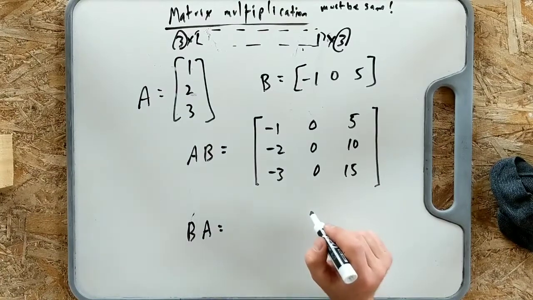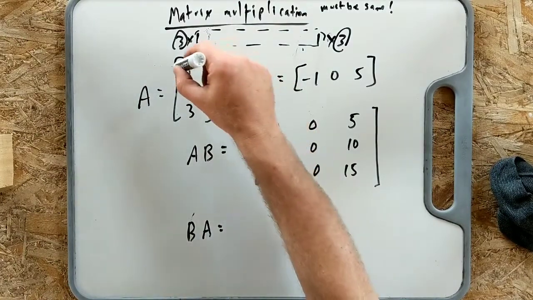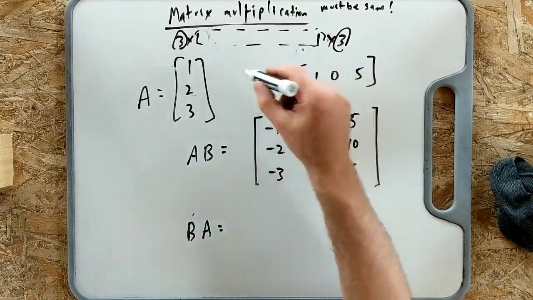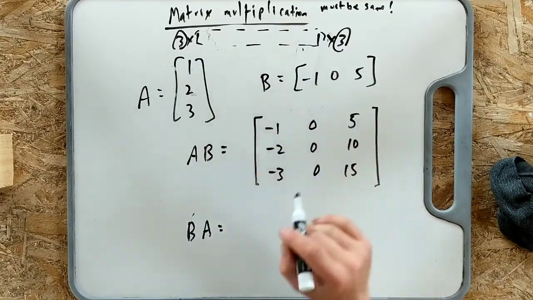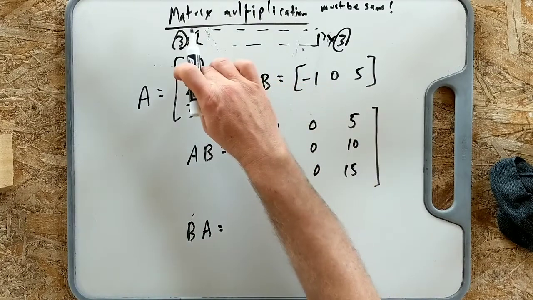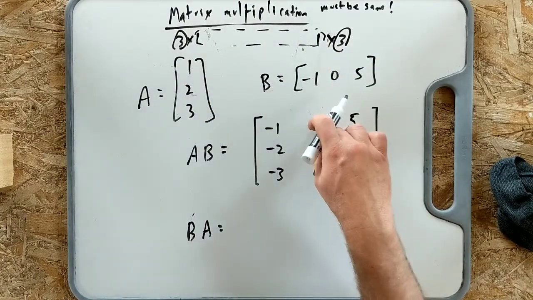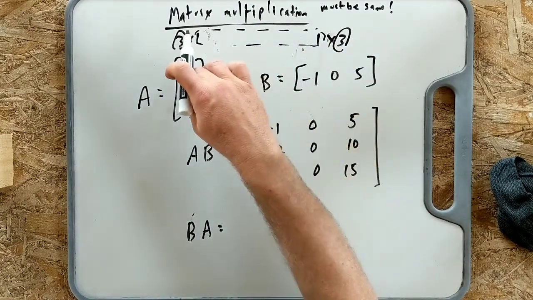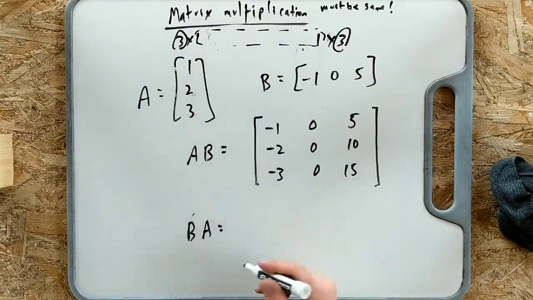Notice that I'm not adding any of the numbers like I did before. That's because row 1 times column 1 is only 1 times negative 1, and that's it. There's nothing to add. Or 1 times 0, that is actually row 1 times column 2, which gives you element 1, 2. And therefore you're just doing 1 times 0, not adding it to anything.